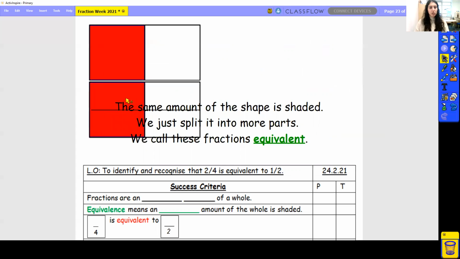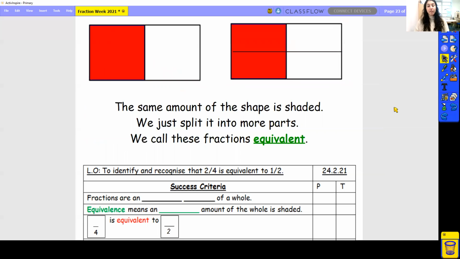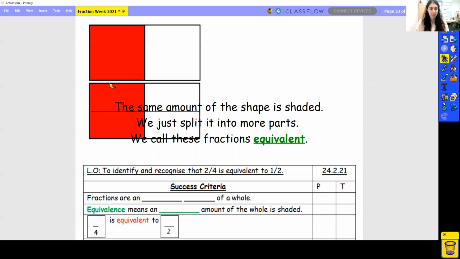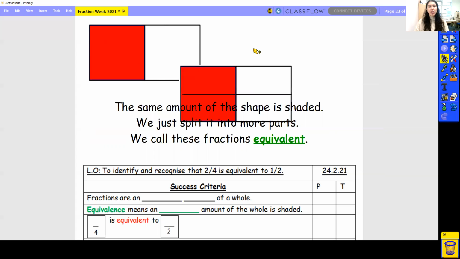And you can see here, if I put the 2 examples next to each other, that the same amount of the whole has been shaded in red. So the same proportion of the whole here is red, and the same proportion of the whole here is red. The only difference is that this whole has been split into 2 parts, and this whole has been split into 4 parts. And 1 of these parts is shaded, and 2 of these parts are shaded. But again, you can see that the same amount of the whole is shaded in red.